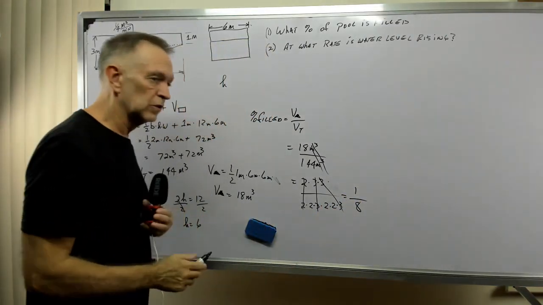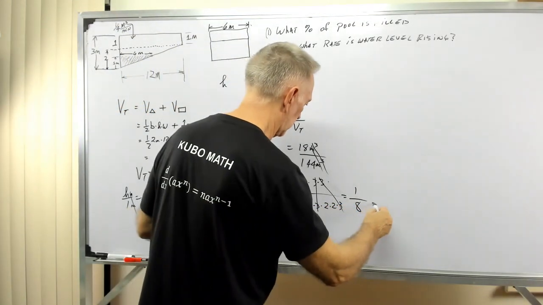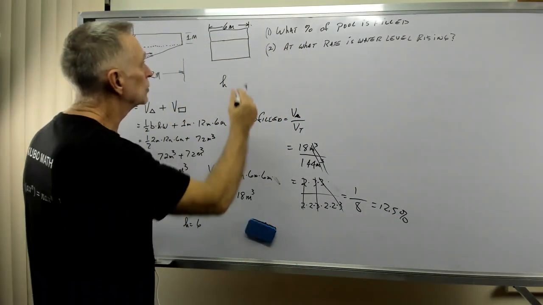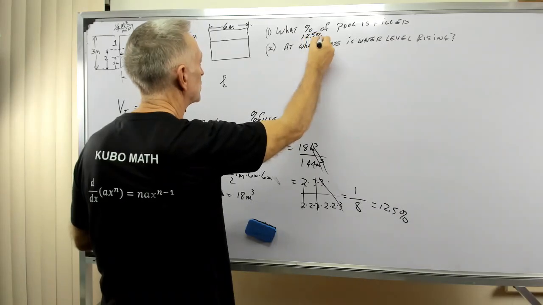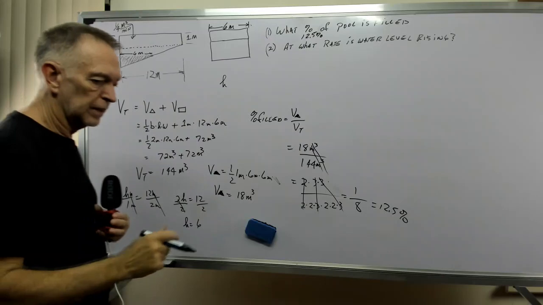The pool is 1/8 full, and that's 12.5%. So this first one, what percent of the pool is filled? 12.5%. Okay.